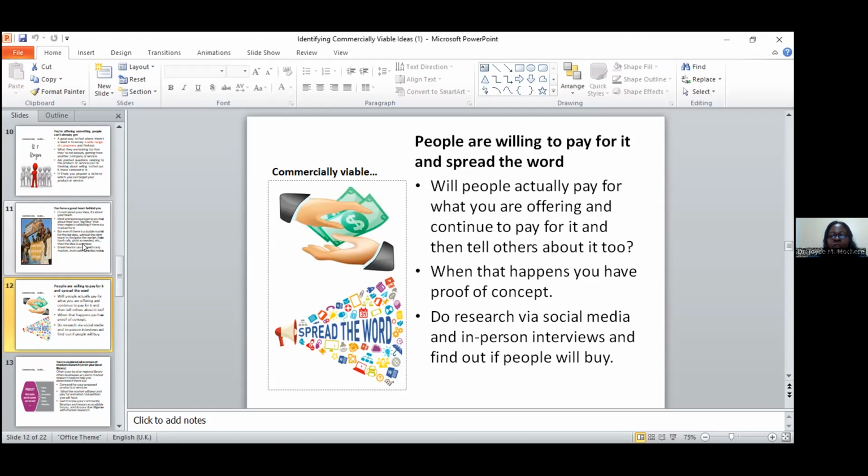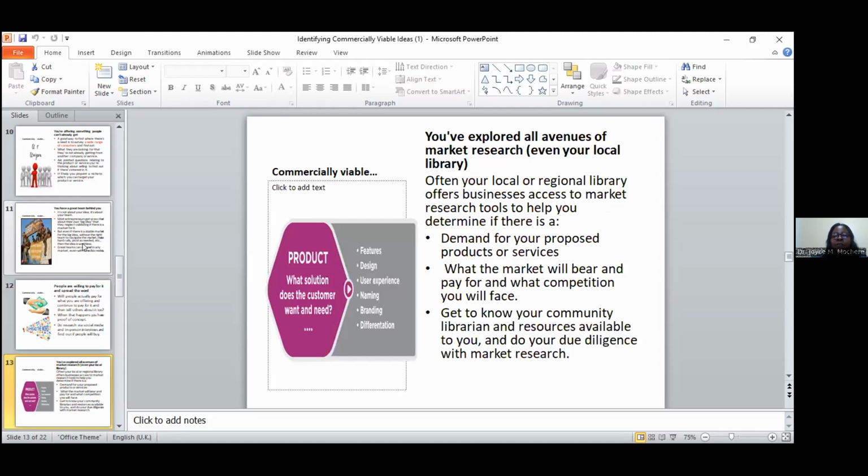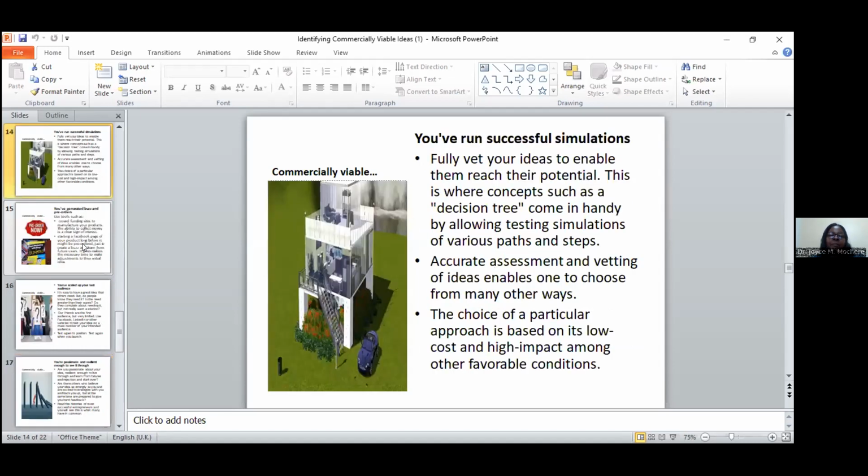So do research via social media and in-person interviews to find out if people will buy your product or your idea. Have you explored all avenues? You've researched, for instance, is there a demand for your proposed products or services, what the market will bear and pay for, and what competition you will face? Find out if you have competitors, because if you are selling the same thing at a higher price and your competitors have the same thing at a lower price, it means you can lose. So get to know your community and be able to get into the market knowledgeably.